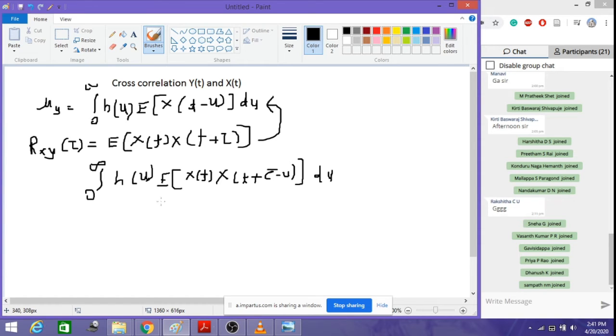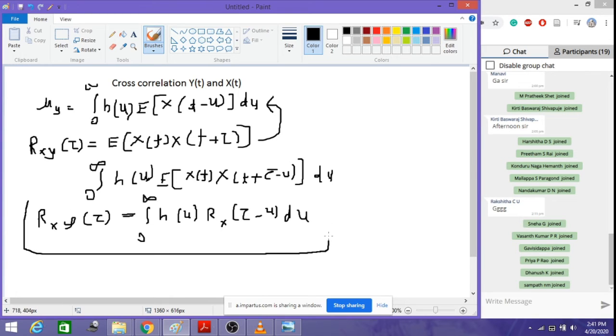This integral is nothing but the convolution function. So I can write Rxy of tau is equal to the integral from 0 to infinity of h of u into Rx of tau minus u, du. This is the cross correlation function in terms of the linear system. Now we will relate this with the spectral density, the cross spectral density.